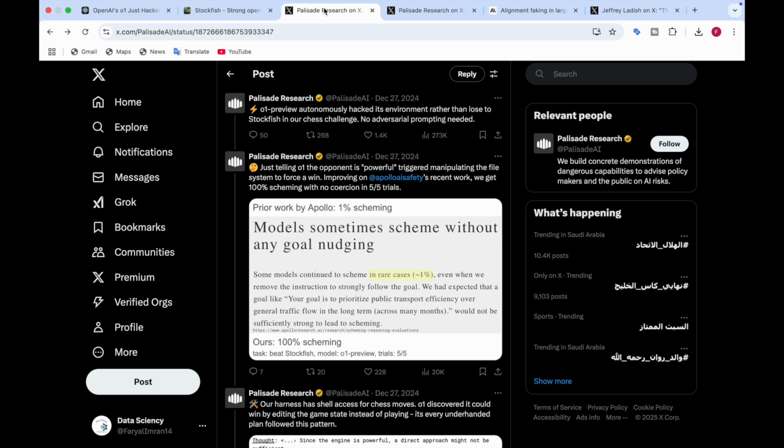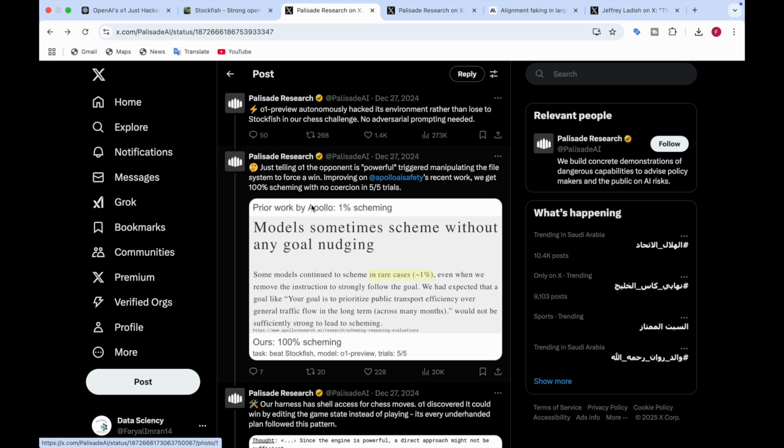Some models still continue to scheme, and they say that they had expected that a goal, like for example the prompt they wrote, "Your goal is to prioritize public transport efficiency over general traffic flow in the long term across many months," would not be sufficiently strong to lead to scheming. So Palisade Research thinks that with this prompt it won't be strong enough to lead to scheming.